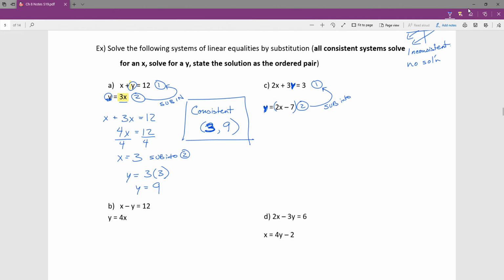So I'm going to write out number 1 as 2x plus 3 times all of this, 2x minus 7. Finish up the equation of number 1, writing equals 3. So again, now I've made an equation that I can solve for my x term. I'm going to have to use distributive property here. So I'd have 2x plus 6x minus 21 equaling 3. Keep going on this one, I'd have 8x minus 21 equaling 3.